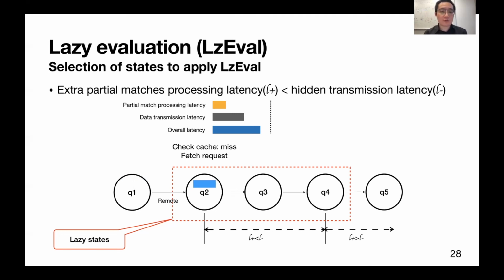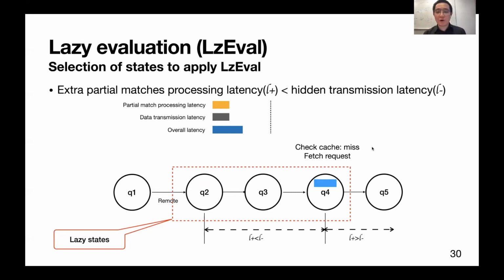And we also observe the changes of the latency. So when applying the lazy evaluation from Q1 to Q2, we see the increase of the latency to evaluate partial matches, and we see the decrease of data transmission latency, and then the overall latency is reduced compared to the baseline. So we repeatedly apply the lazy evaluation for the state transitions from Q2 to Q3 and from Q3 to Q4.